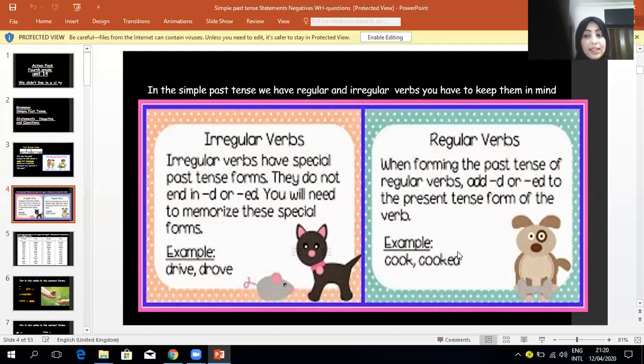But please keep in mind, this is only for regular verbs. Not all verbs are regular verbs. The irregular verbs, you have to keep them in mind, remember them, listen to them, and read them. Regular verbs, verb plus ed.